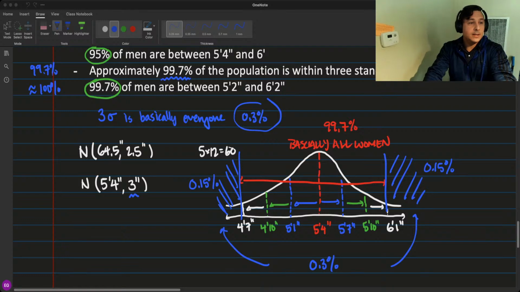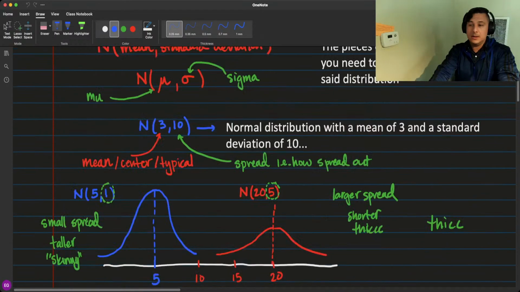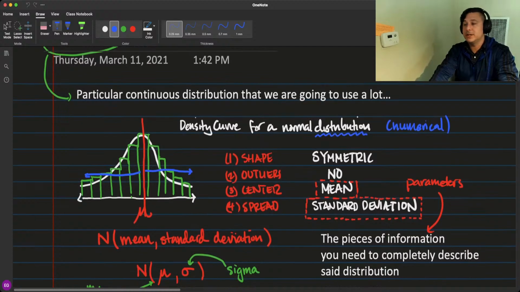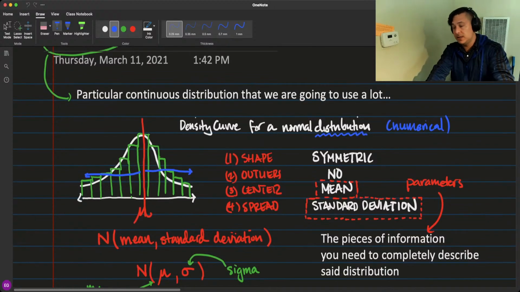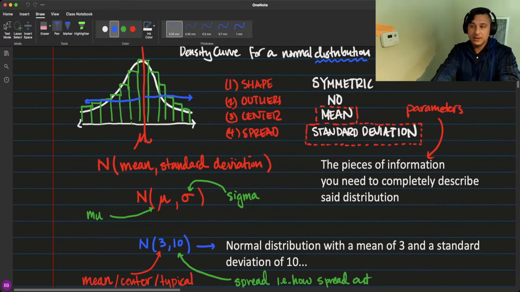Okay. So let's talk about the normal distribution. We've learned a variety of things about it. It's a particular type of continuous numerical distribution. We learned that it is symmetric, it has no outliers, and you use the mean as the center because it's symmetric and the standard deviation is the spread. These two pieces of information are called the parameters because you need them to describe your numerical distribution.